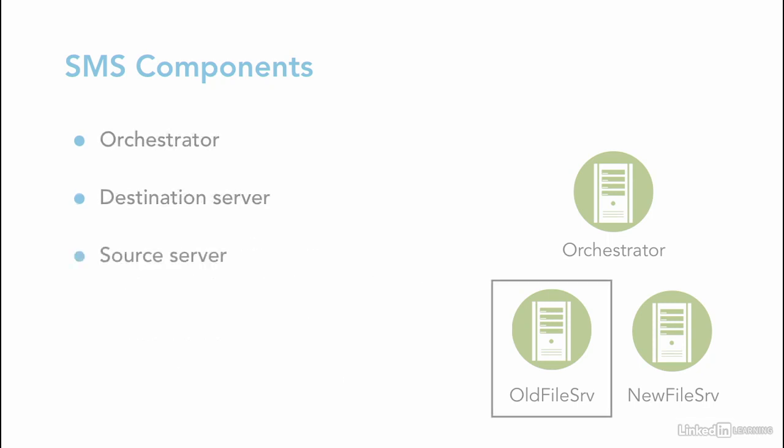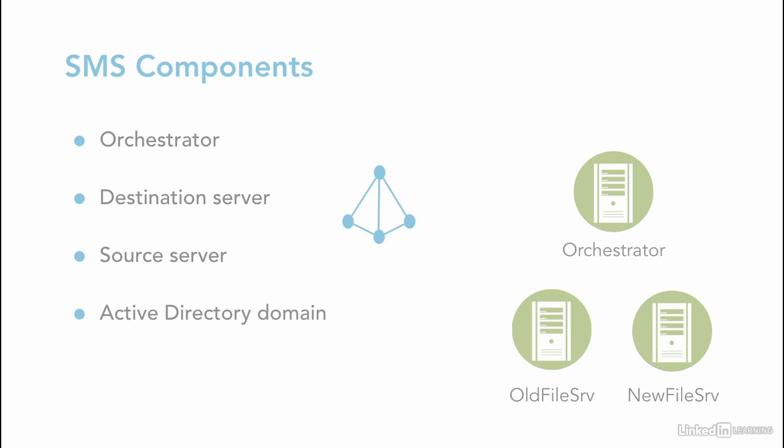Finally, we have the source server. This is the old file server that's been doing its job for a while. The requirements here are pretty simple. It needs to be at least Windows Server 2003, and that's it. There's nothing else to install on that machine. But let's face it, if your file server is running Windows Server 2003, you've really been putting this off.